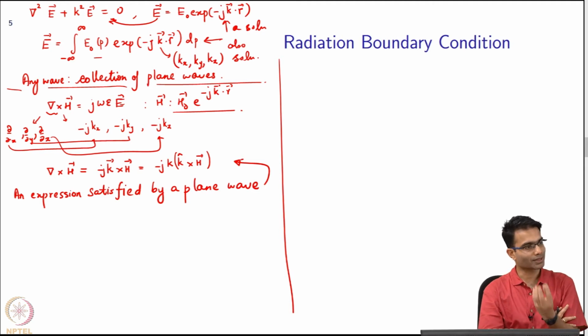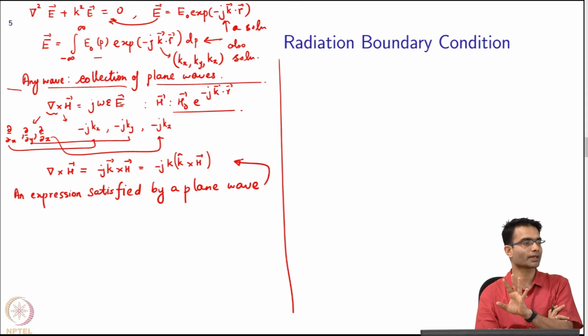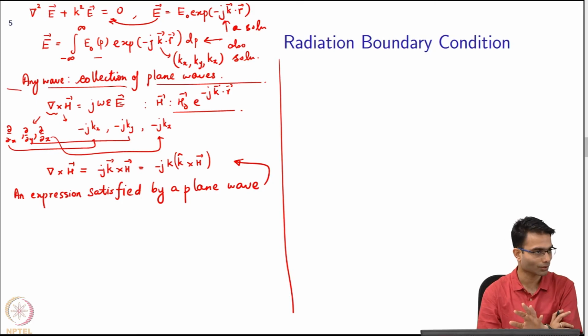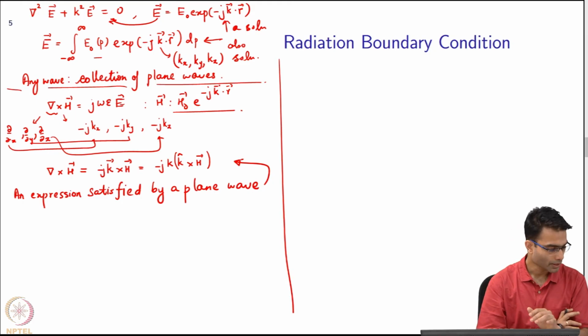So this is the same idea here as in 1D, which I had. The expression obeyed by a plane wave, du by dx was proportional to u. Exactly the same situation is going to happen over here. Curl of H is proportional to H. Of course, there are more vectors over here, but this is the basic idea that we will use to derive the boundary condition.